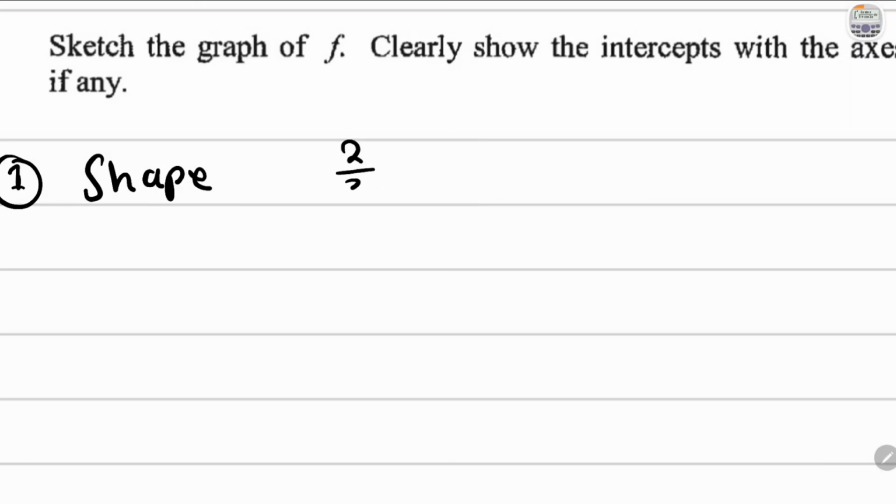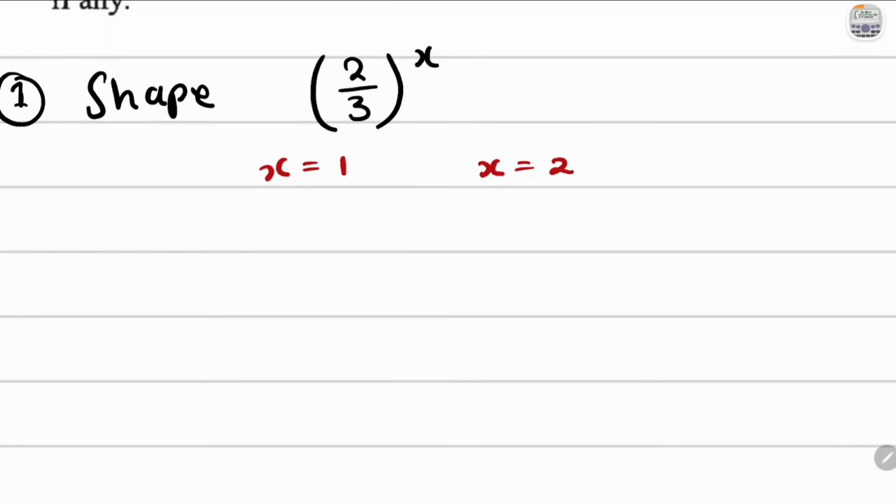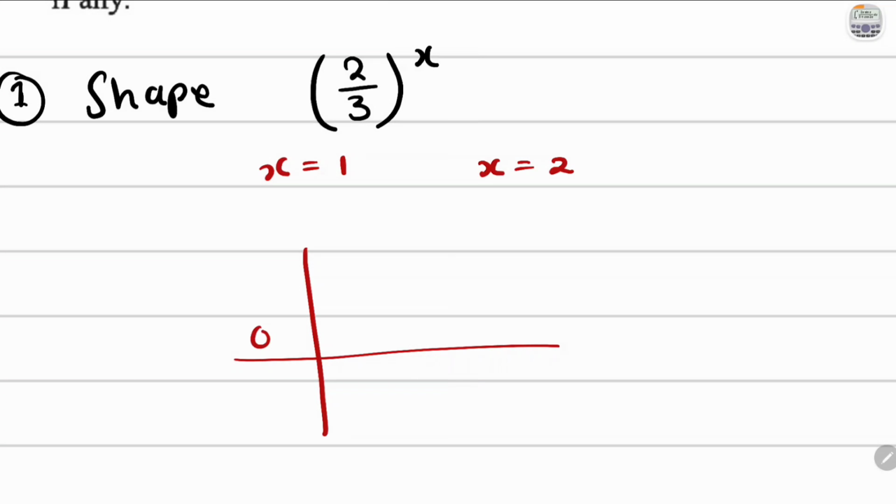What happens with 2 over 3 to the power of x? The way you can test whether a graph is increasing or decreasing is to take the part that has the base and substitute two values in it. Substitute x is equal to 1 and x is equal to 2, because you're supposed to read graphs moving from left to right. That's why I'm looking at values like 1 and 2, because I want to see what it's doing.